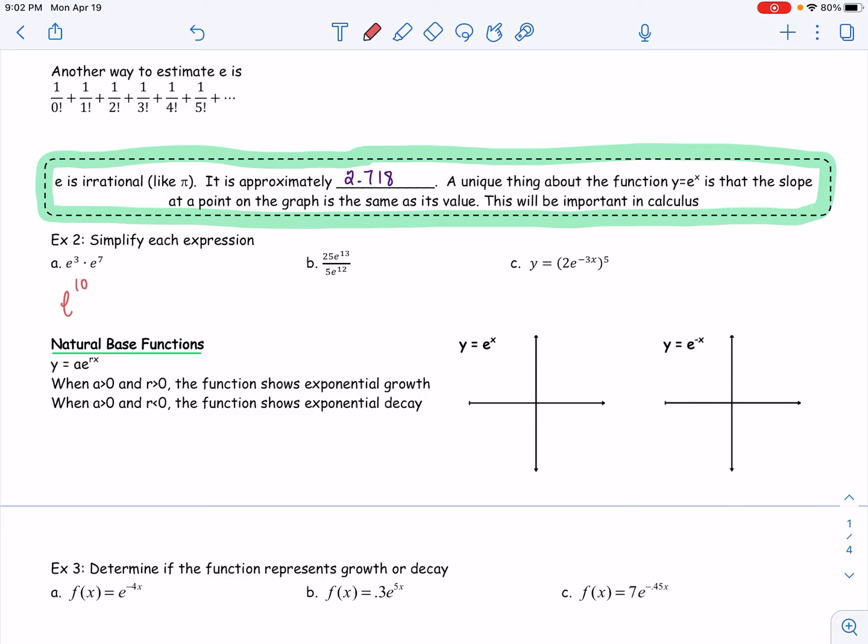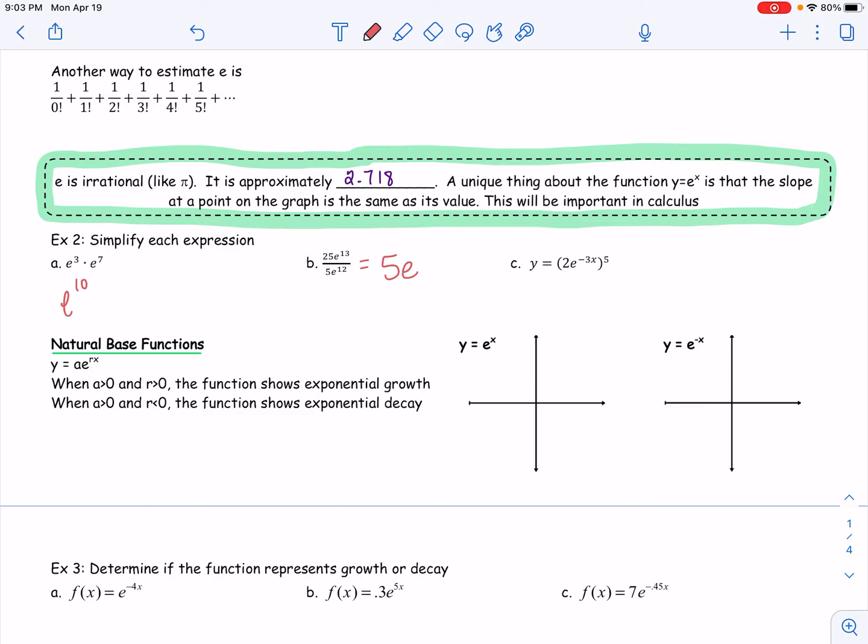In part B, remember the properties of dividing. So we can divide the numbers by the numbers, and then the e to the 13 divided by e to the 12. Well, 25 divided by 5 is 5. e to the 13 divided by e to the 12 is just e to the 1. And if your exponent's 1, it is understood. You do not have to put it. Because remember, when you divide, you subtract your exponents.